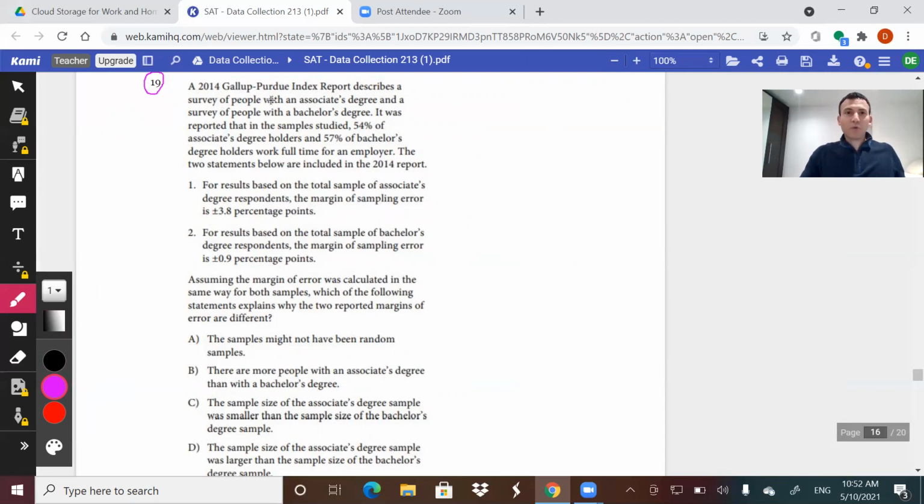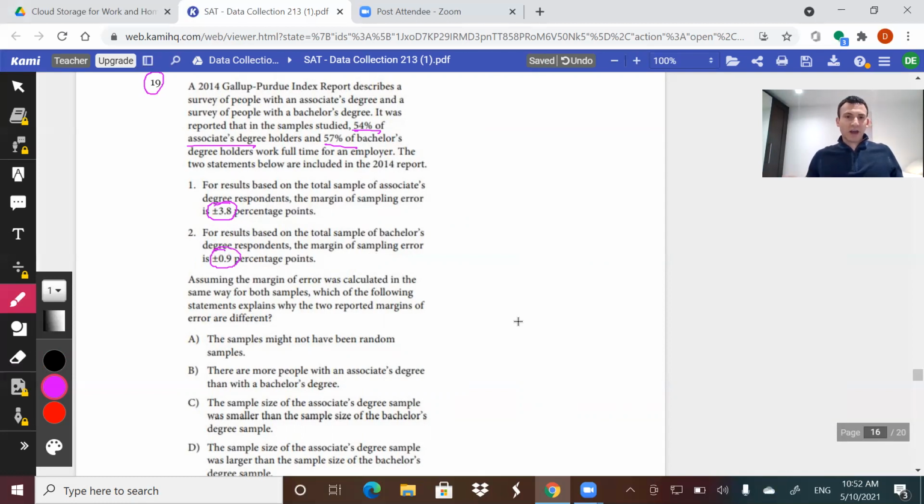Okay, so the 2014 Gallup-Purdue Index report describes a survey of people with an associate's degree and a survey of people with a bachelor's degree. It was reported that in the sample study, 54% of the associate's degree holders and 57% of the bachelor's degree holders work full-time for an employer. The two statements below are included in the report. For the results based on the total sample of associate's degree respondents, the margin of error is plus or minus 0.38. For the results based on the total sample of bachelor's degree respondents, the margin of error is much smaller.